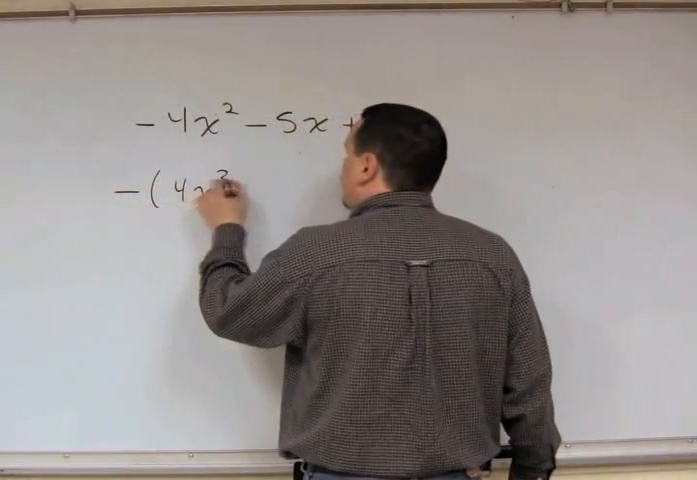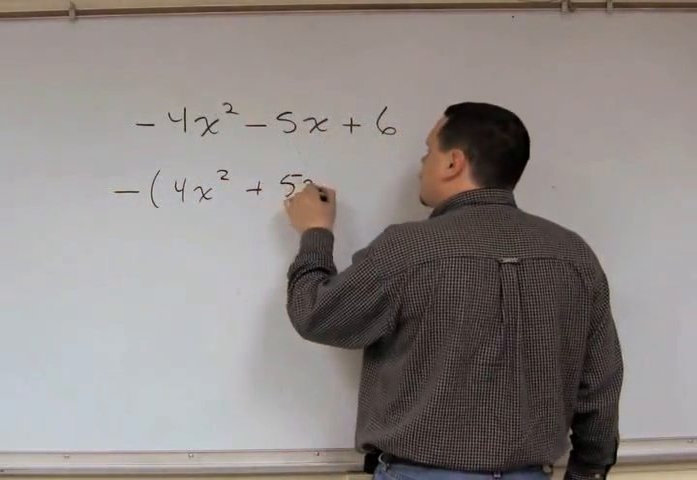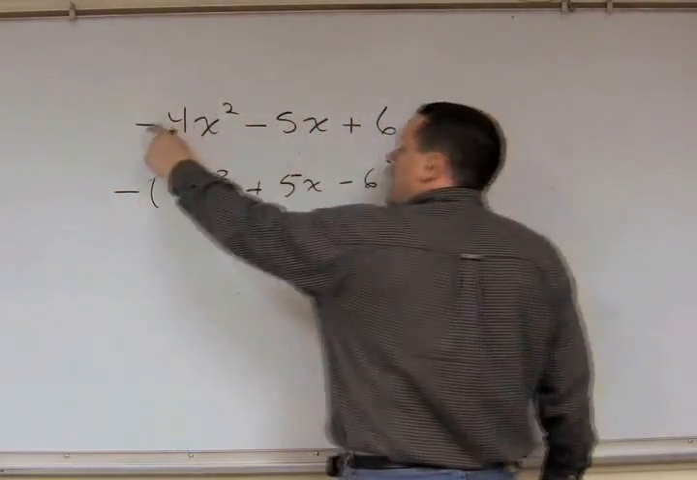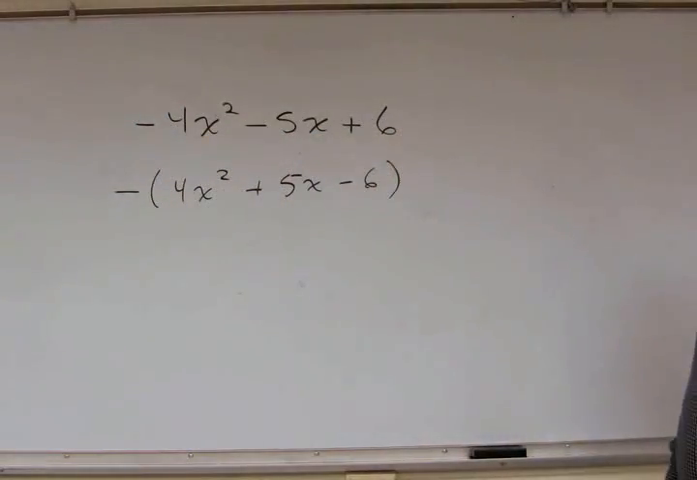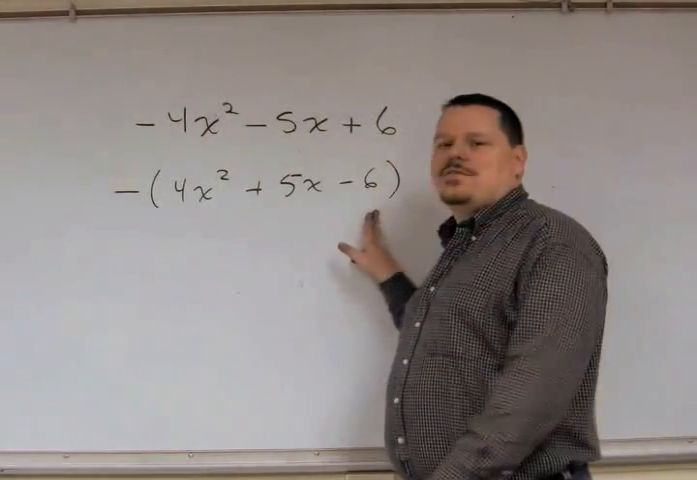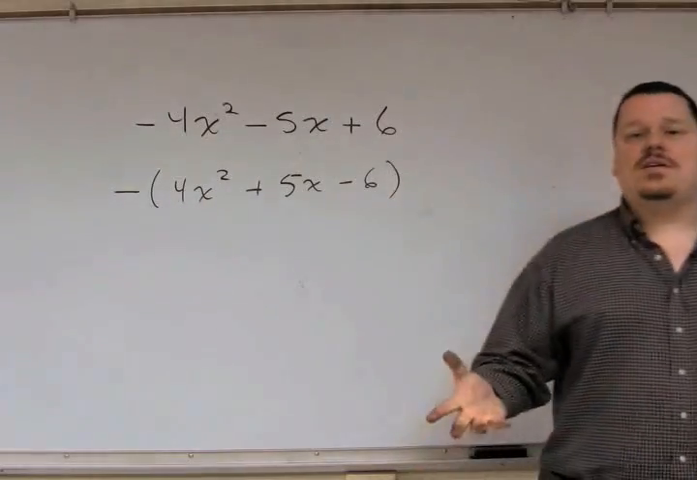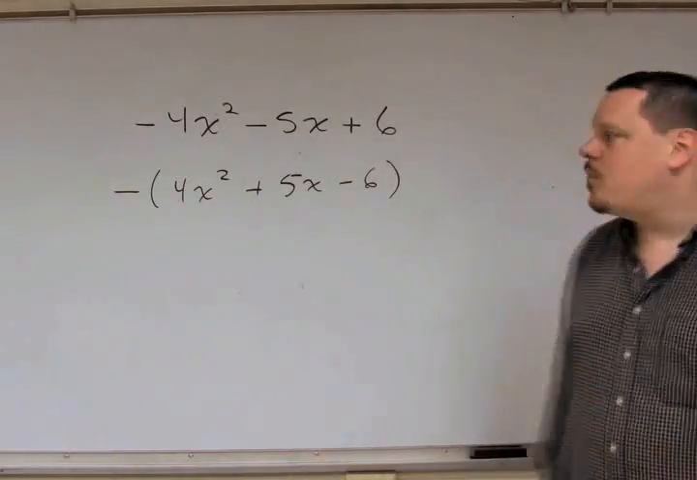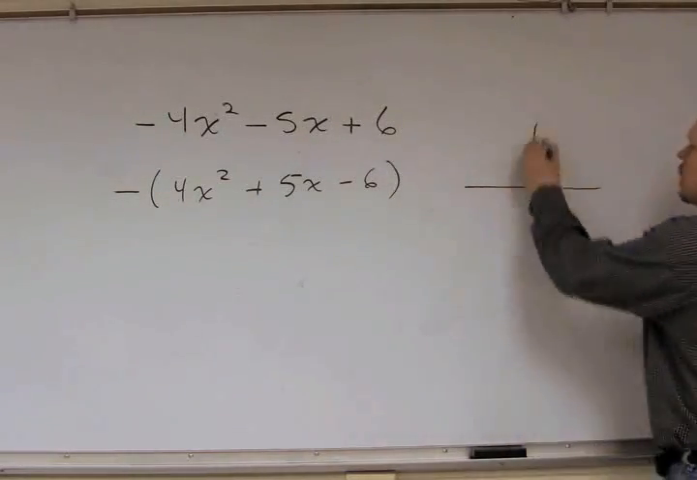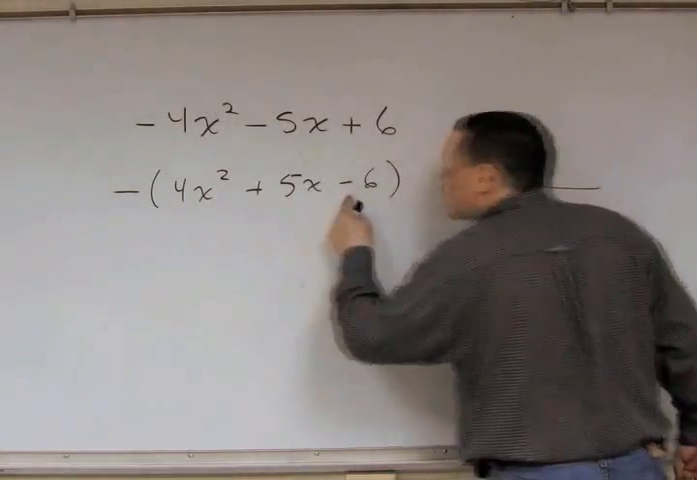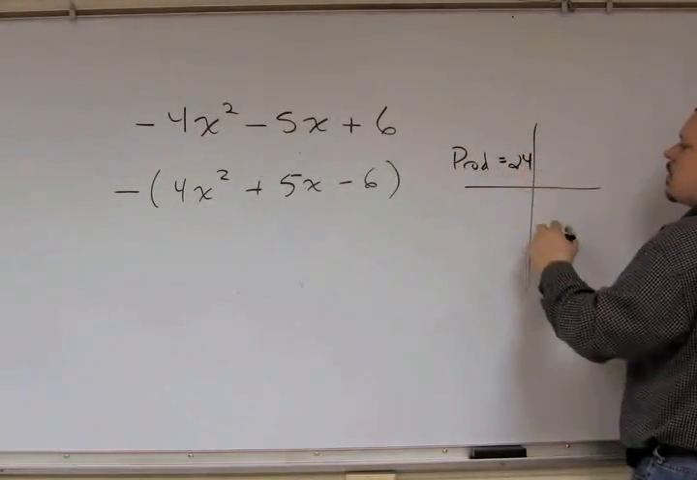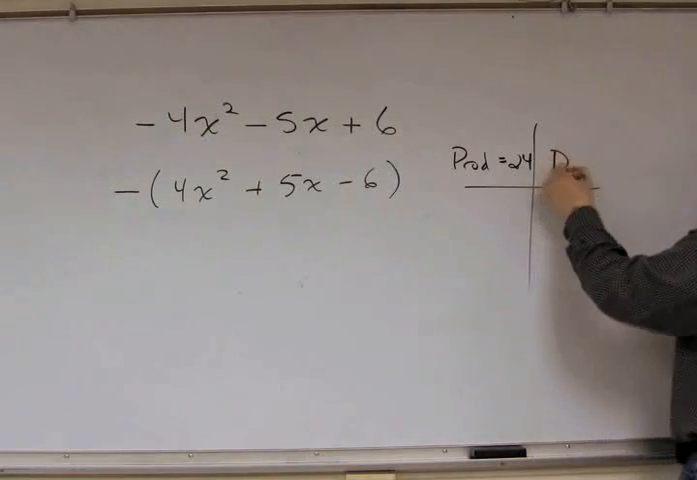So you get 4x squared plus 5x minus 6. It gets factored out of each of your three terms. So now our problem is to factor this. And now your leading coefficient is positive, and it works just like before. So you want to find the product of two numbers to be 4 times 6, which is 24, and the difference is 5.